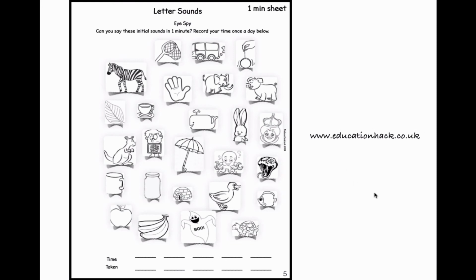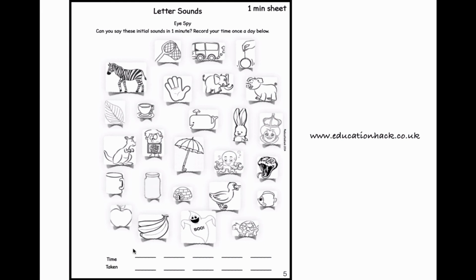And going back to the website, there are worksheets and flashcards to support this as well. This is a 1-minute sheet. So the idea with these is that the student would go through and say the initial sound that goes with each of these pictures, and if they can do that in a minute or less, then they're fluent enough with this worksheet and they can move on to the next one. So it would be n, v, y, p, e, h, and so on.